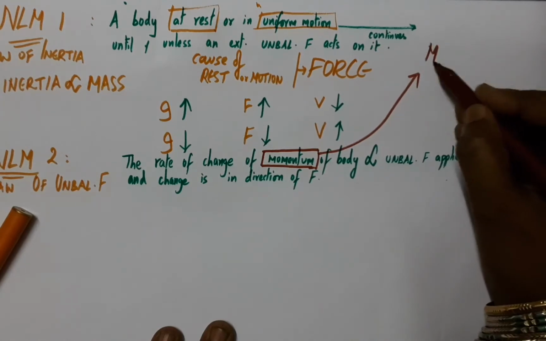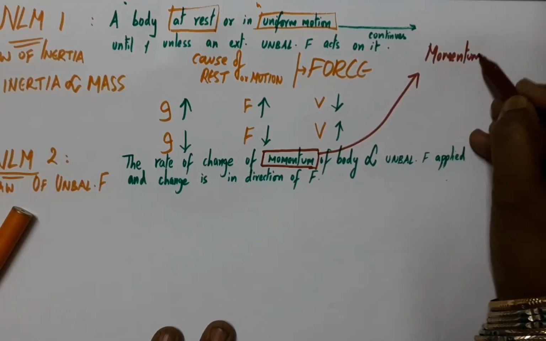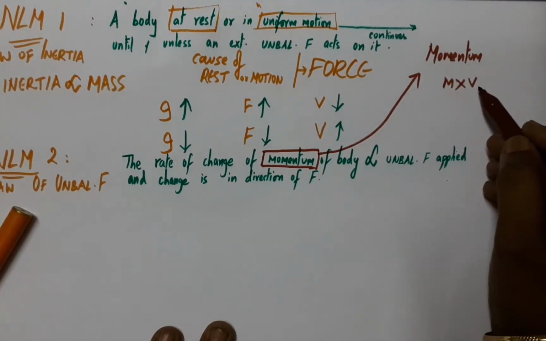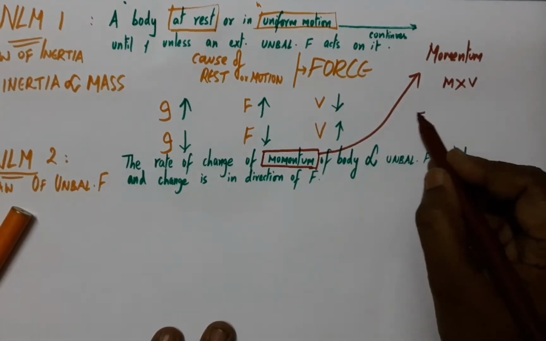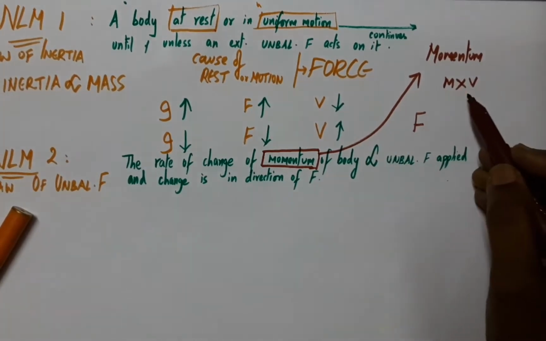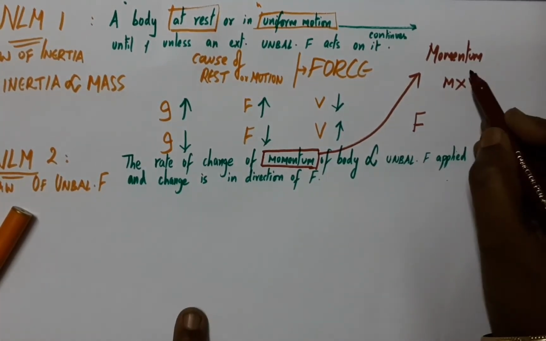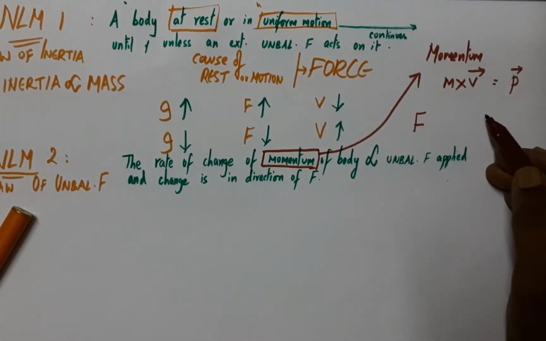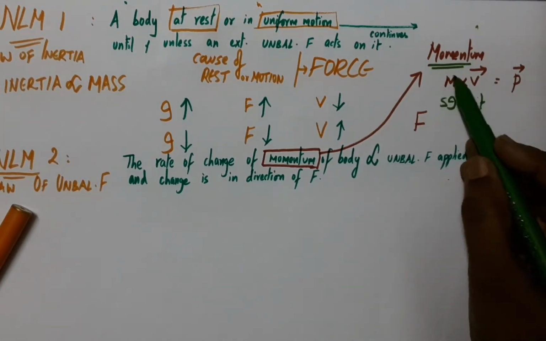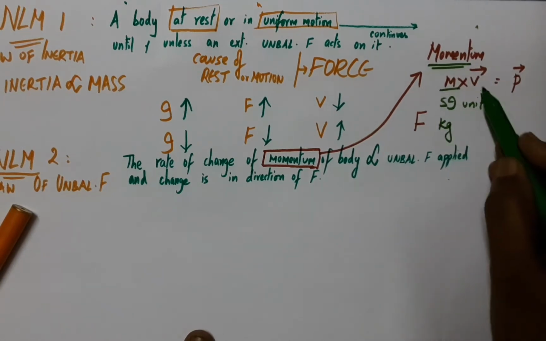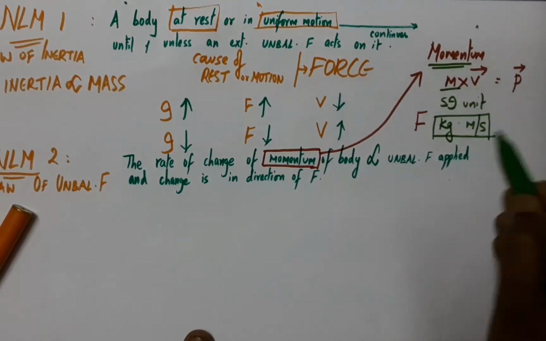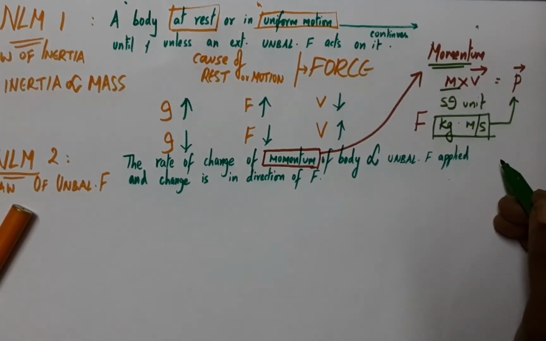Now the definition of the second law introduces us to a new concept called momentum, which is nothing but the product of mass and velocity of the body. As I have already told you, there is a change in velocity only due to the application of force, and velocity being a vector, momentum is represented by p, which is also a vector quantity. And we know that the unit of mass is kg and the unit of velocity is meters per second, and this happens to be the SI unit of momentum.